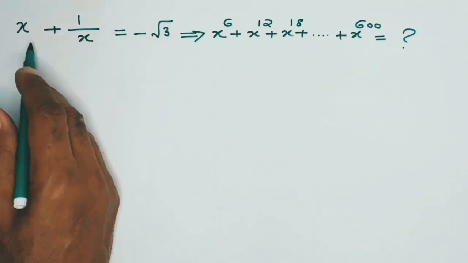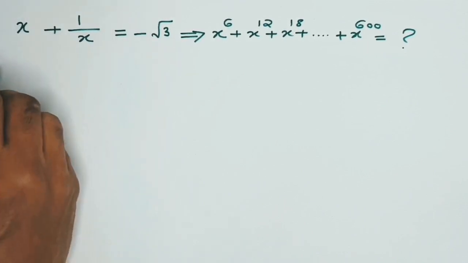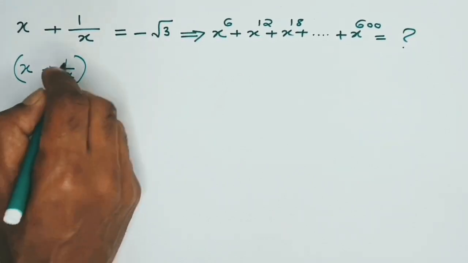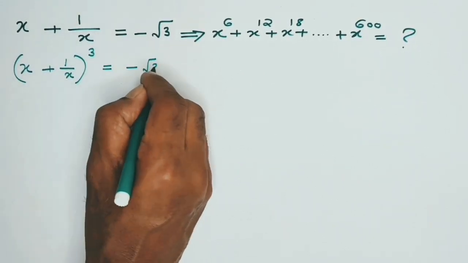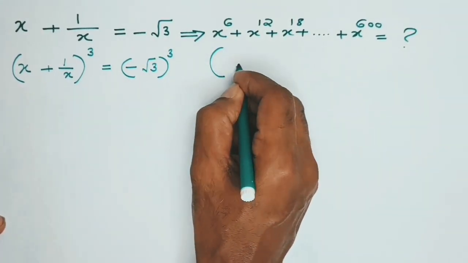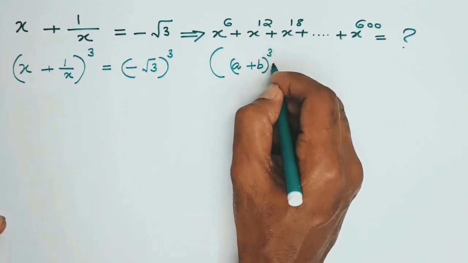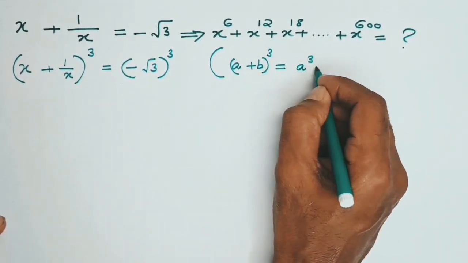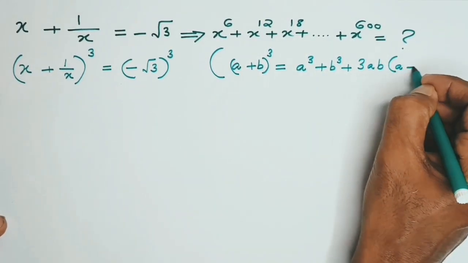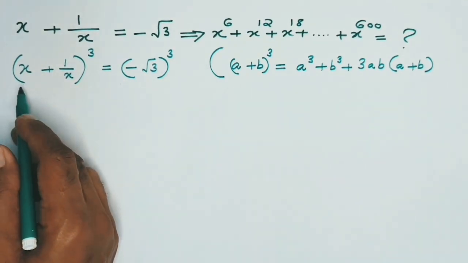Let me cube both sides of the equation. Raise to the power of 3 both sides of the equation, and this is what you get. x plus 1 by x, the whole to the power of 3, equals minus root 3, the whole to the power of 3. We will use an algebraic identity like this: a plus b, the whole cubed, equals a cubed plus b cubed plus 3ab multiplied by a plus b. This identity we use to expand the left side.